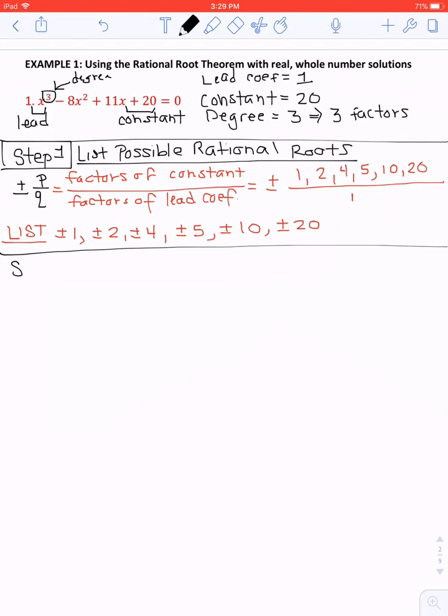All right, step 2. We need to test our list with synthetic division. So step 2. So we need to test that list because those are possibles. We don't know which ones are real. So we need to test them. So we're going to test the list with synthetic division.